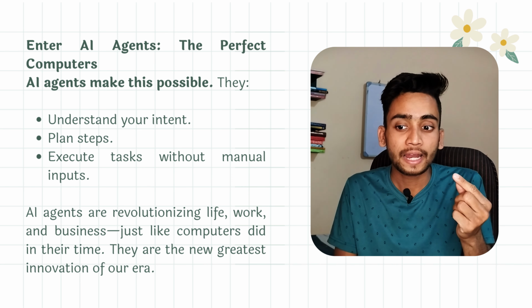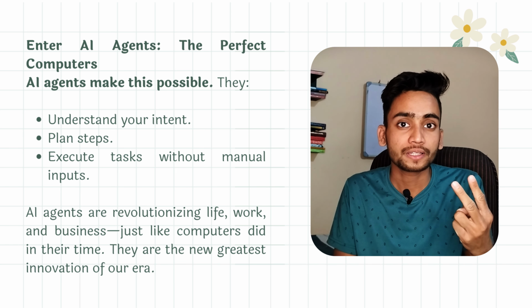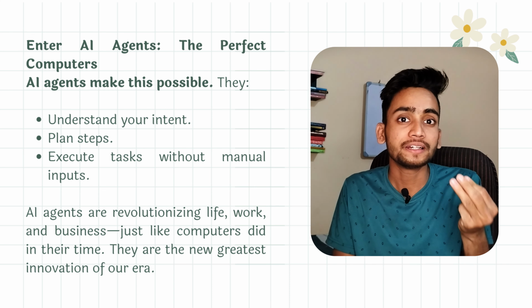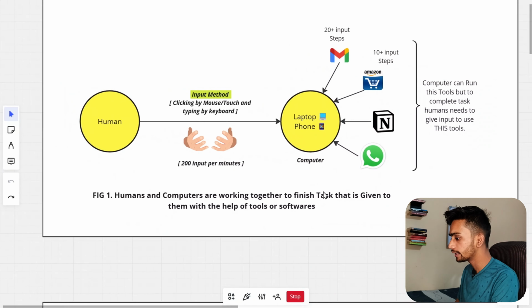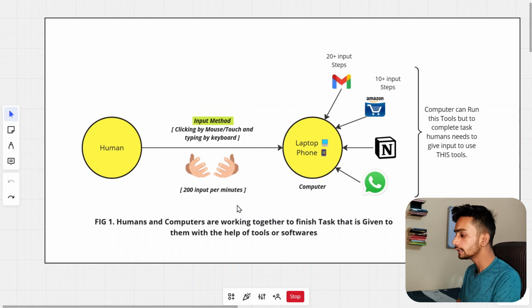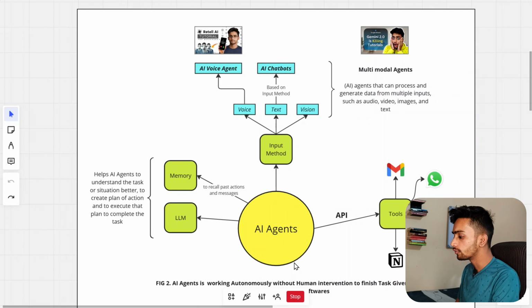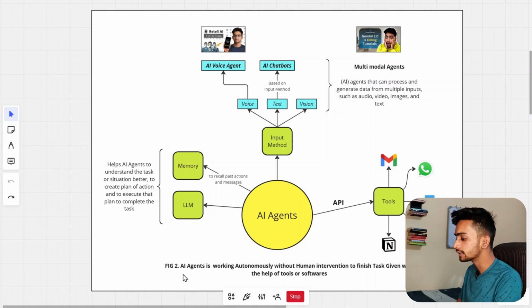First, they understand what you want. They can understand your task and situation. Second, they can figure out the steps that you need to complete that task. Third, they can execute these steps independently without human intervention. We have already seen this particular diagram where I have shown you how humans need to constantly give inputs to our computers. But in this second diagram, we can see AI agents are working autonomously. They don't need any human intervention. You can see it is written, AI agent is working autonomously without human intervention to finish the task that is given with the help of tools or software.